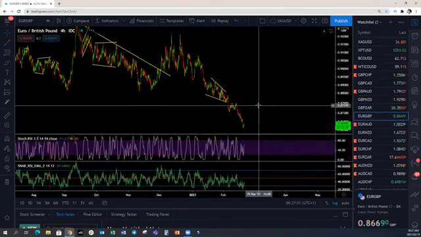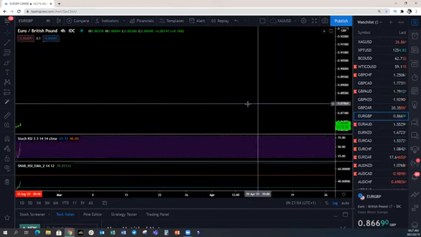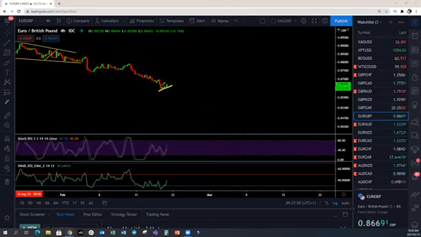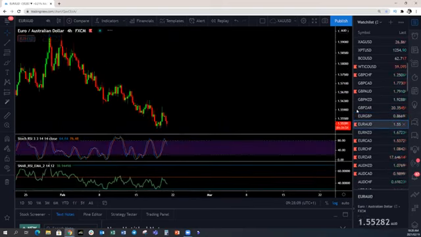Euro US dollar, still showing continuation to the downside. As you have seen, the pound pairs, where they are the bases, are still looking upside. So we're going to be looking for this to drop. Look at the RSI on the 4 hour, well below 50. So it's still a very bearish move.